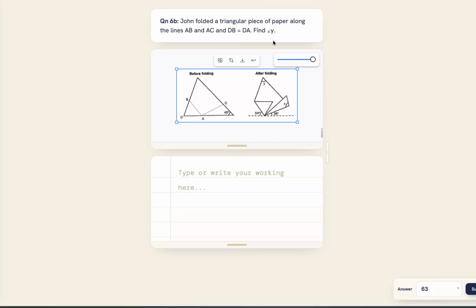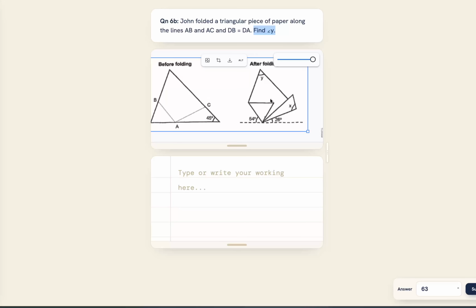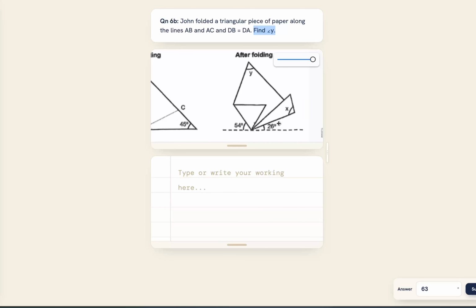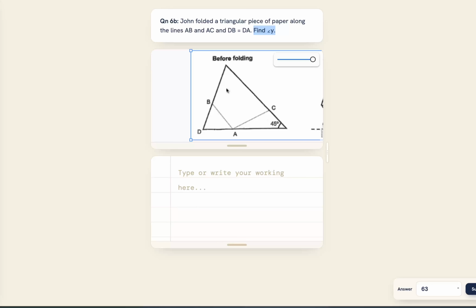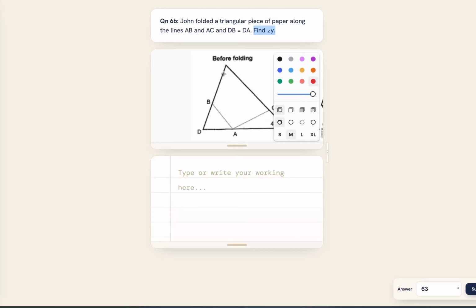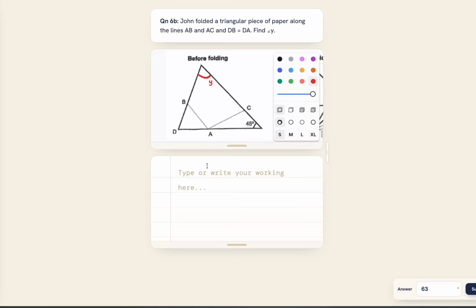There you go. So part B, you want to find angle Y, as what you see over here. Angle Y in the not folded angle, before folding, where is it? Angle Y is essentially over here. So you can put angle Y. Now, how do we get angle Y? Basically, angle Y is equal to 180 minus 45 minus angle BDA. So BDA is basically this green angle over here.